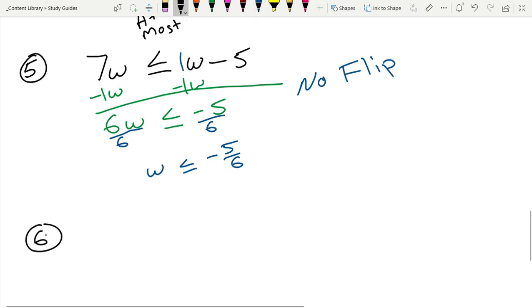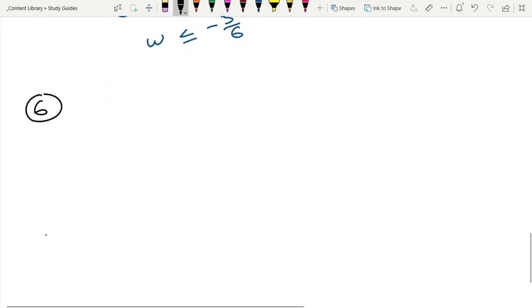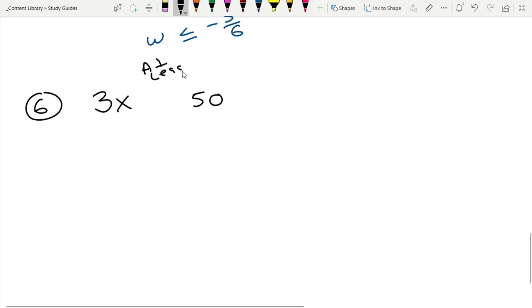On to number 6, you're selling tickets for a play. You want to figure out how many tickets you have to sell to make at least $50. So you get $3 for every ticket. You want to have at least $50. So the money has to be bigger than or equal to. Just like if you go to a carnival and they say you must be at least this tall to get on the ride, you have to either be that height or taller than that.